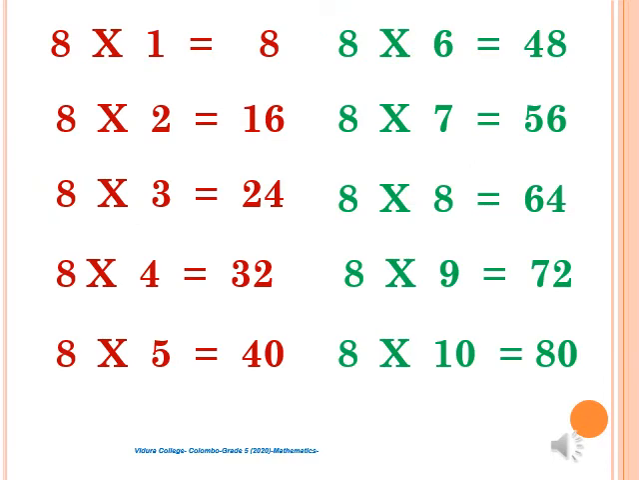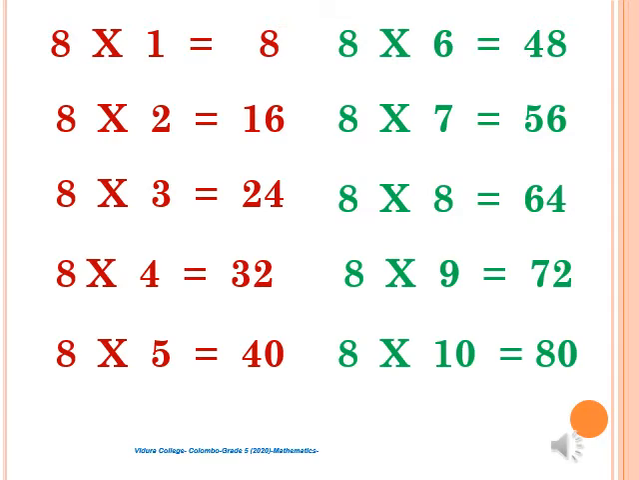Shall we read the 8 times table now? Okay, start to read it with the teacher. 8 times 1, 8. 8 times 2, 16. 8 times 3, 24. 8 times 4, 32. 8 times 5, 40. 8 times 6, 48. 8 times 7, 56. 8 times 8, 64. 8 times 9, 72. And 8 times 10, 80.